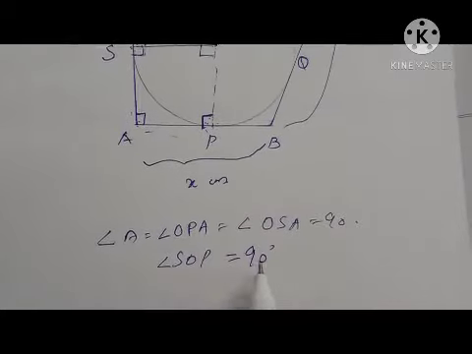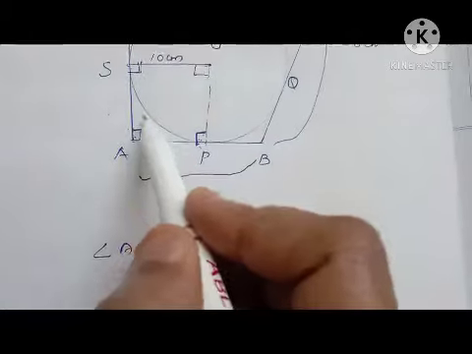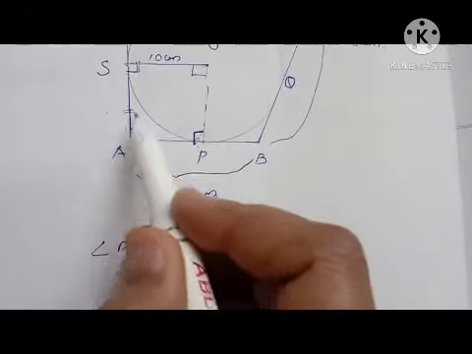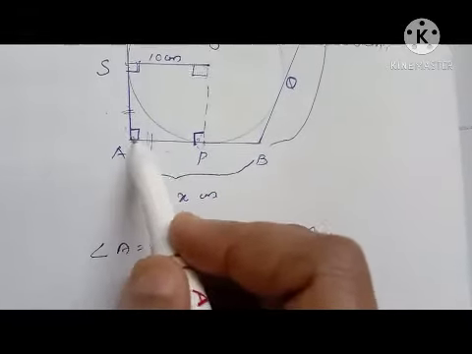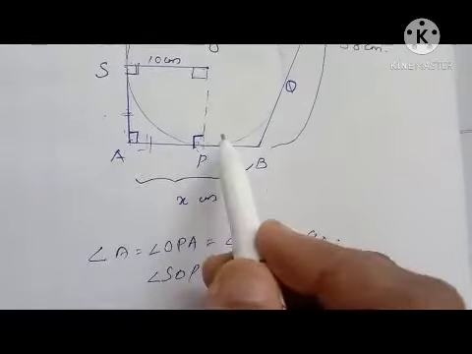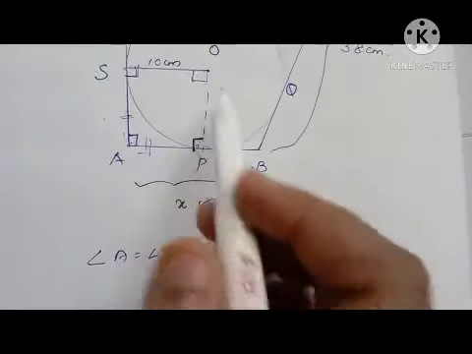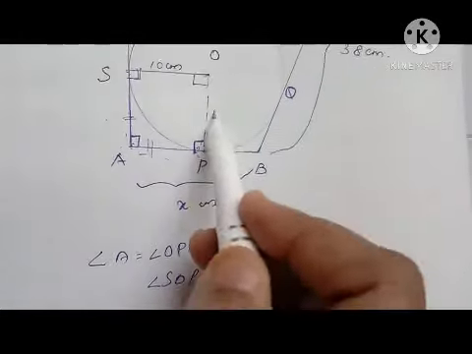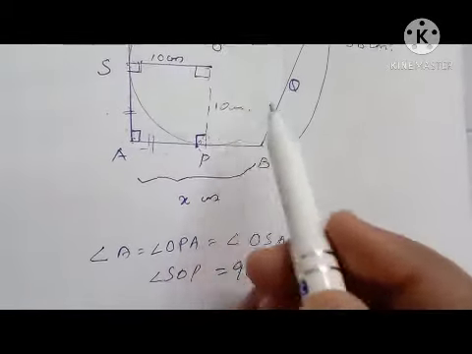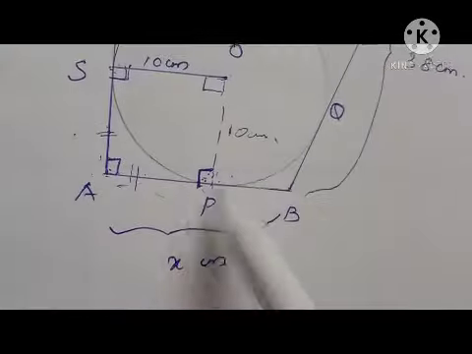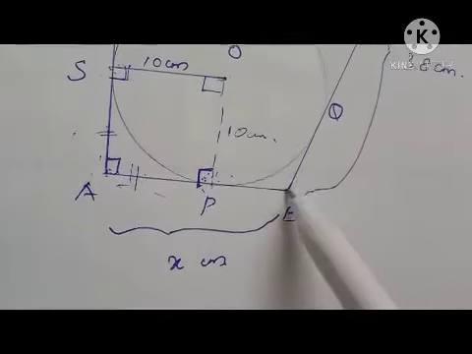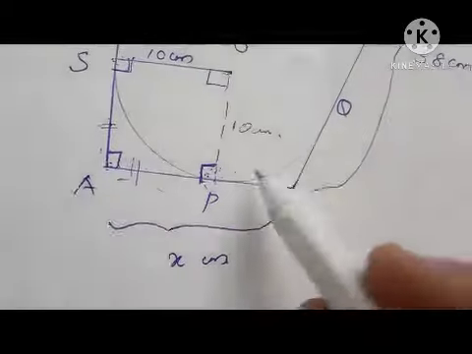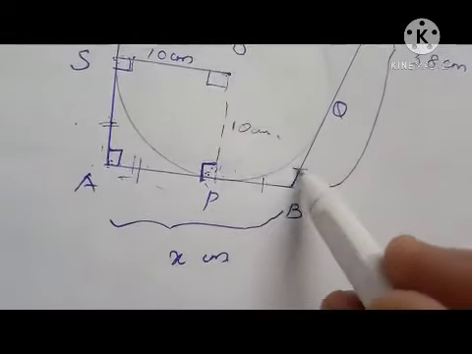But angle SOP is also 90 degrees. Because these two sides are equal, AP and AS are equal. Why? They are the tangents from a common point A to the circle. Then this is the radius, 10 cm. This is also radius, 10 cm. Then we know that BP and BQ are equal because they are the tangents from the common point B. So these two are equal.